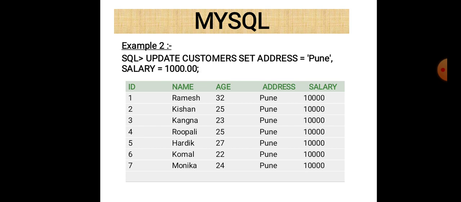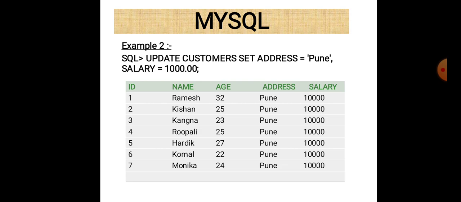Now let us see another example. Here we want to change address, and the new address will be Pune. Then we should write update customer set address is equal to Pune. Now the new address is Pune for all, and this value is applied to all the records here, because no where condition is used.